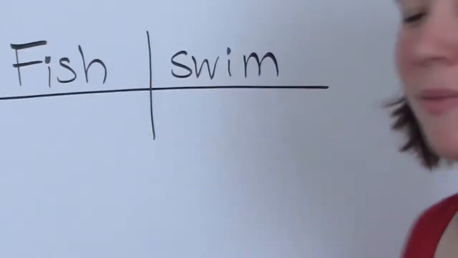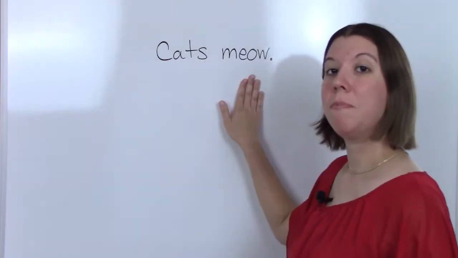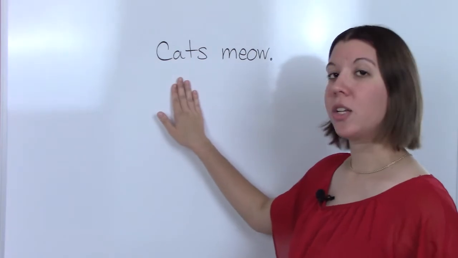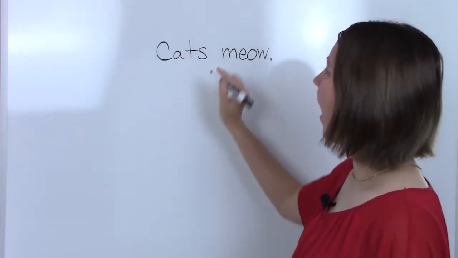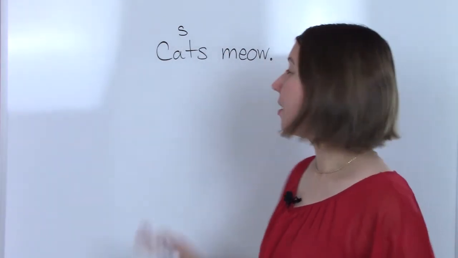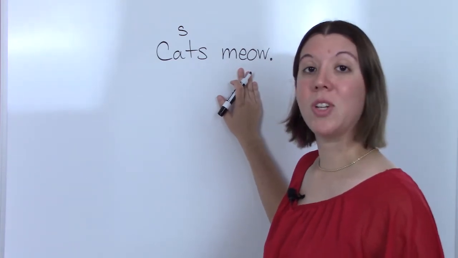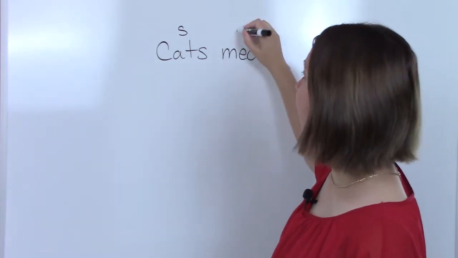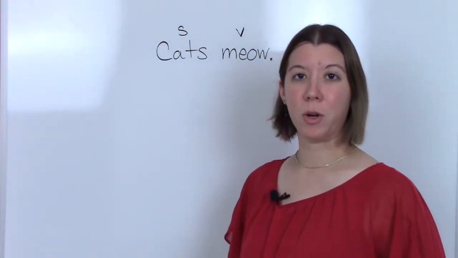Let's try another one. Here's another simple sentence. Cats meow. My subject, who or what the sentence is about, is cats. I label it with an S to show that it's my subject. My verb, what the subject is or what the subject does, my verb is meow. So I label it with a V to show that it's my verb.